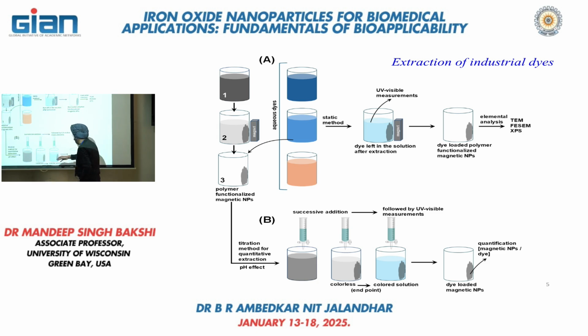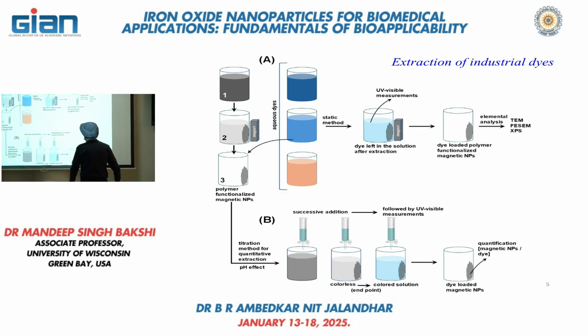Eventually, you keep on doing it. A point comes, at a certain addition, where you see the color appearing. The color of the dye starts appearing. This is the end point of the titration, right? So it demonstrates that at this concentration, you cannot add any more of the dye. The magnetic nanoparticles are already saturated with the dye. They have extracted whatever maximum dye they could extract.